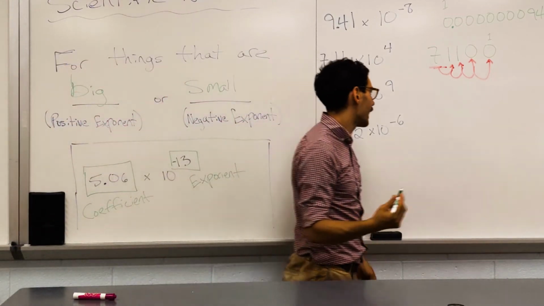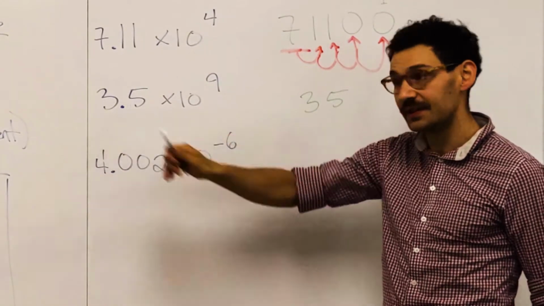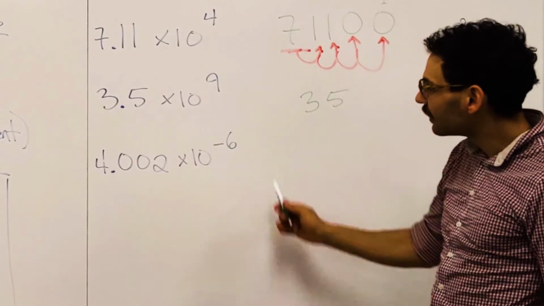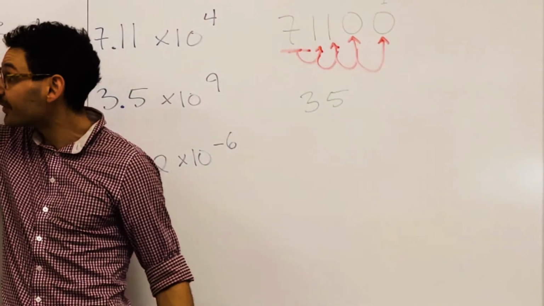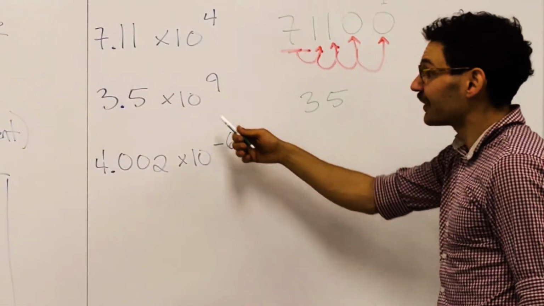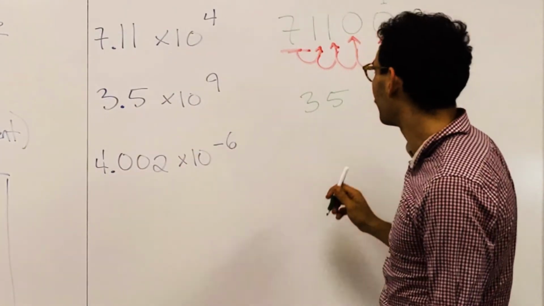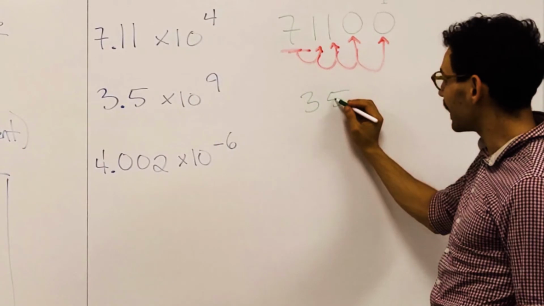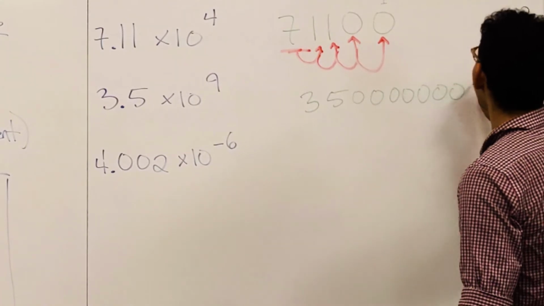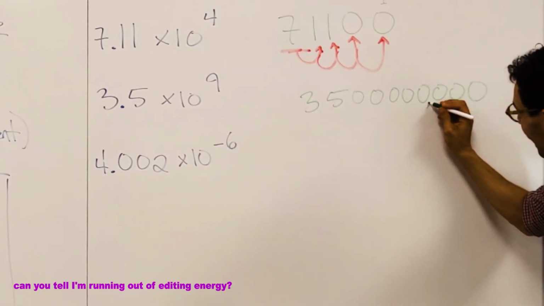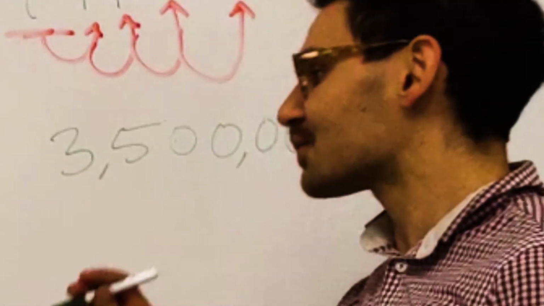So I'm going to start off the same way. I'll jot down my coefficient first, and I will leave out the decimal point. And then I'm going to say, all right, this is going to be a big number because this is positive. A positive exponent means a big number. So I know that there's going to be 9 jumps, 9 places between this 3 and the ones place. So from that 3, I go once to the 5, and then 2, 3, 4, 5, 6, 7, 8, 9. That should be the ones place. And I can put some commas in here to make this number look pretty.